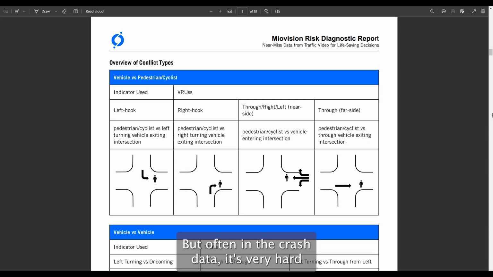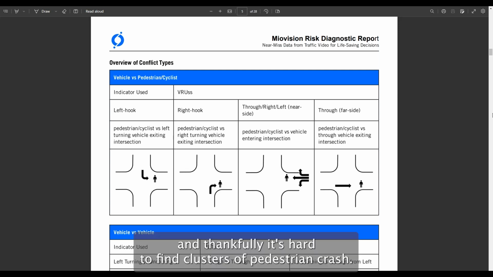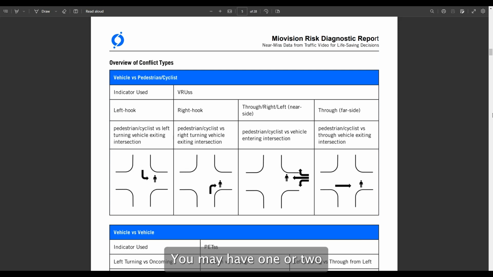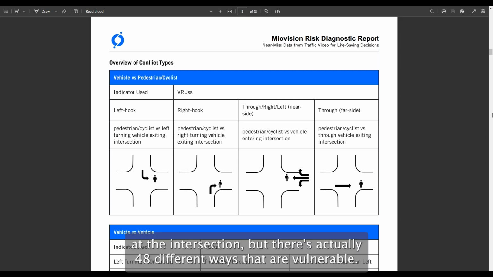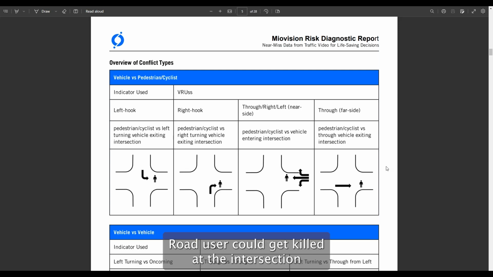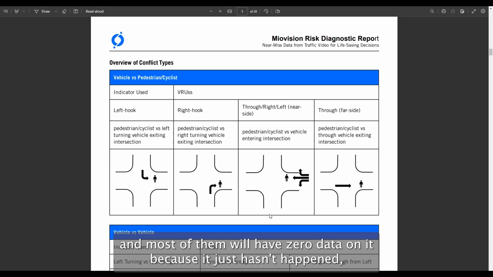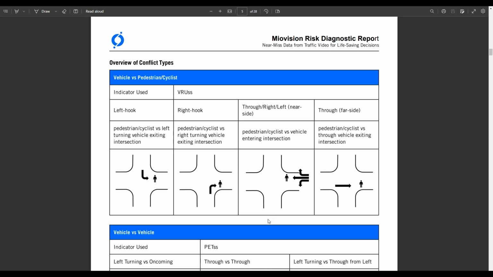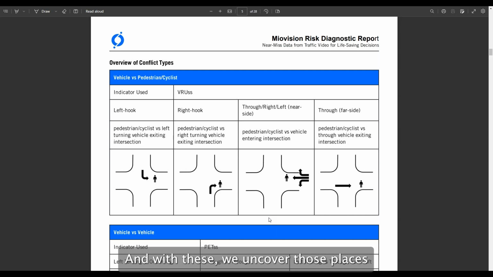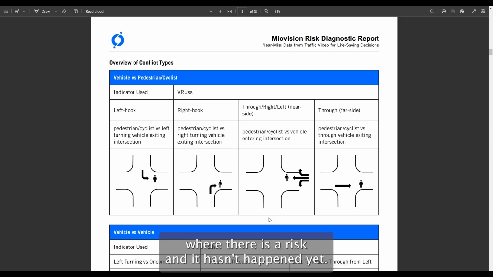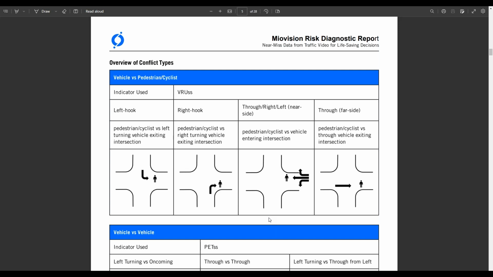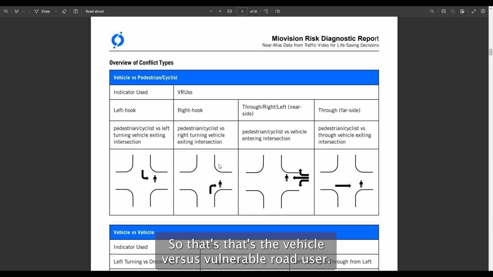But often in the crash data, it's very hard, and thankfully it's hard, to find clusters of pedestrian crashes. You may have 1 or 2 at the intersection, but there's actually 48 different ways that a vulnerable road user could get killed at the intersection, and most of them will have 0 data on it because it just hasn't happened, because there's no risk, or because there is a risk and it hasn't happened yet. And with these, we uncover those places where there is a risk and it hasn't happened yet. So that's the vehicle versus vulnerable road user.